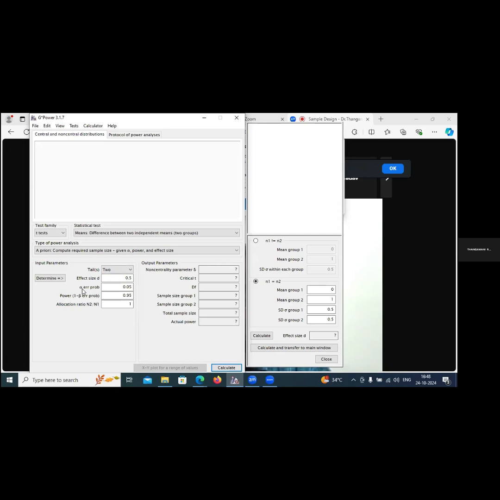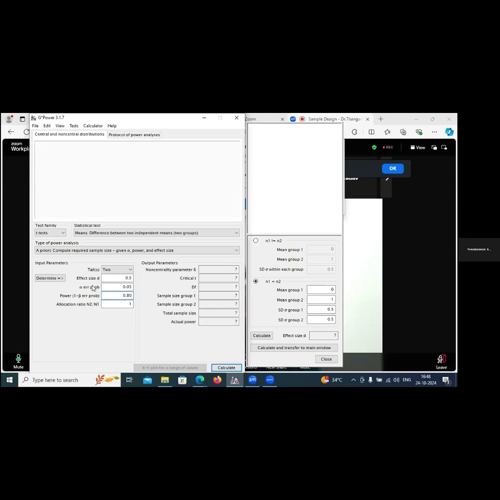Next, alpha error probability is the confidence level, 0.05, which means 95% confidence, and 5% error is allowed. Then power is 1 minus beta. Here it is kept at 95, but for physiotherapy research you can keep 0.80. The allocation ratio n2 by n1, group 2 divided by group 1, is 1. That means both groups have the same sample size: 10 here, 10 there; 20 here, 20 there.